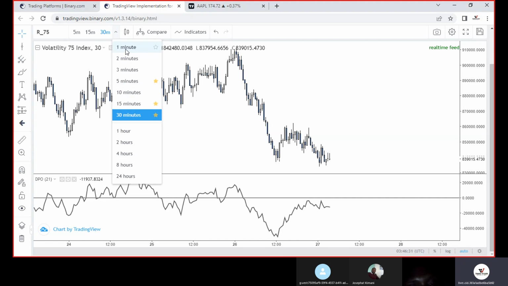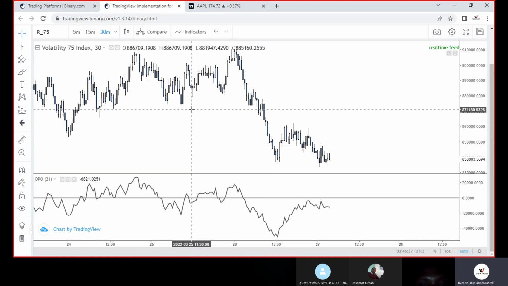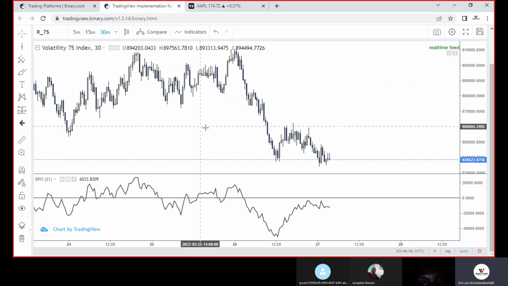You start with 5 minute time frame, you use 1 minute time frame for your entry. Right. So this also does apply to Boom and Crash. It works so much. Okay, so let's say we are looking at VIX 75 on 30 minutes.